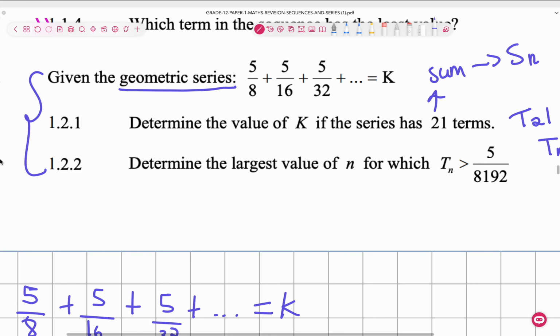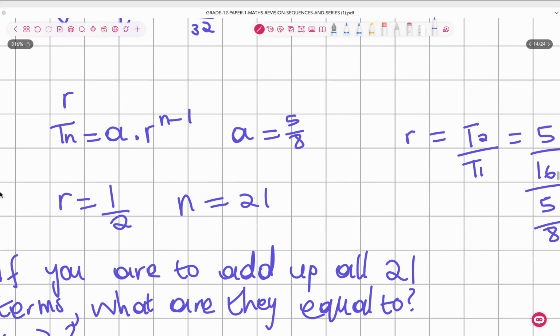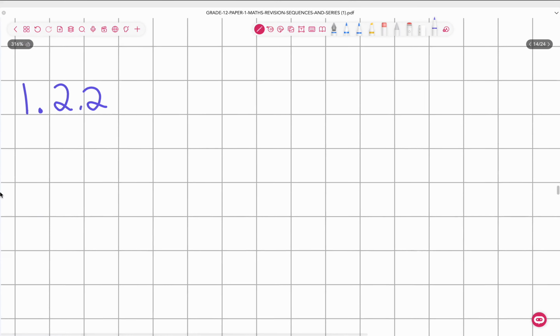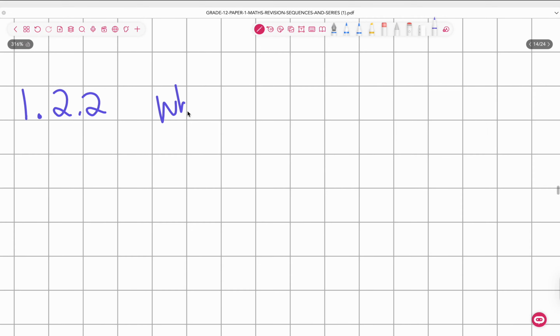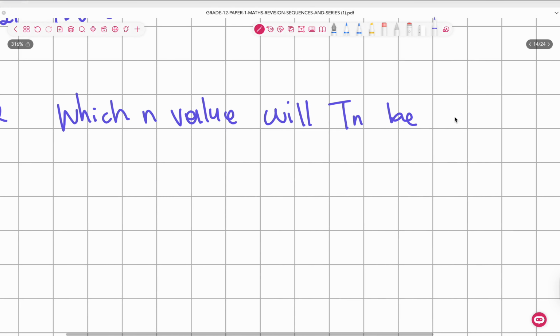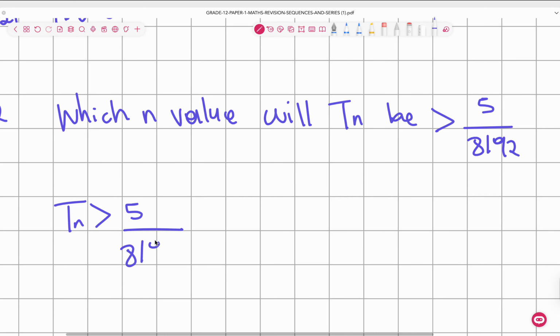Okay, so let's just start. They're saying, which n value will Tn be greater than 5 over 8,192. So to rewrite, Tn greater than 5 over 8,192.